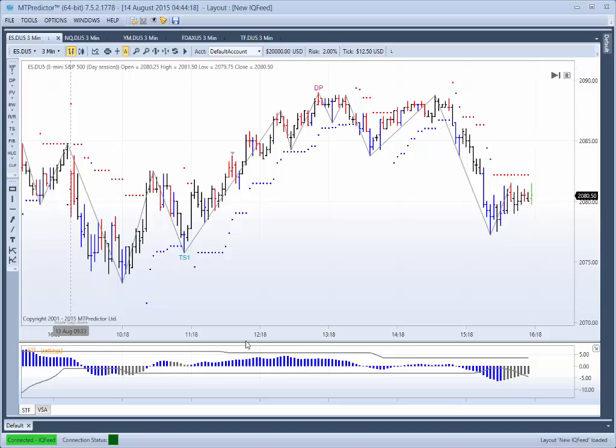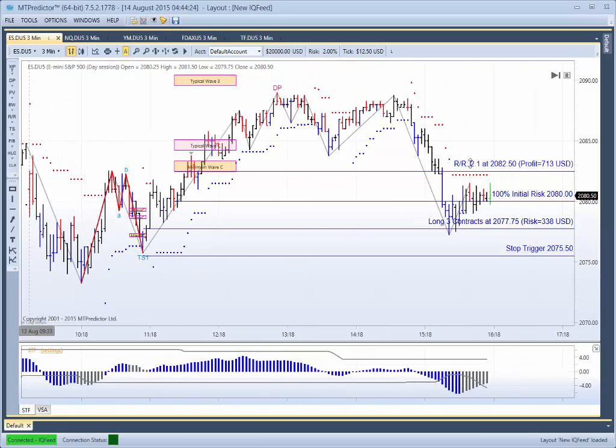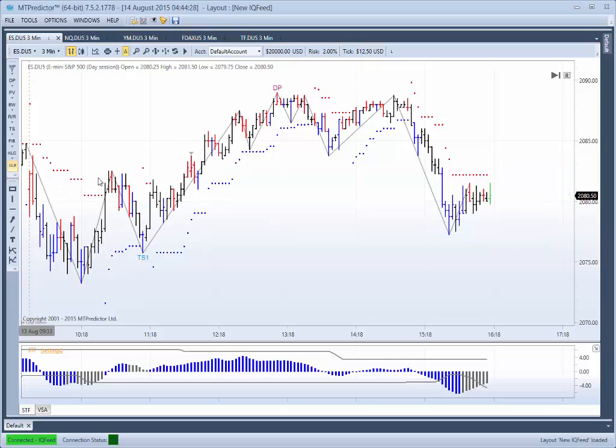For standard traders, that means this TS1 buy setup here was a good one to take. At the first target, this would have been a nice 2.1R profit, which is a nice trade. You'd have been avoiding this sell setup here, and also you wouldn't have taken this DP sell at the high, so it would have been a nice trade.